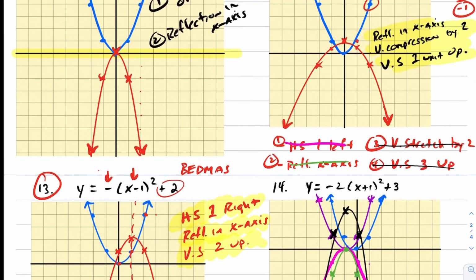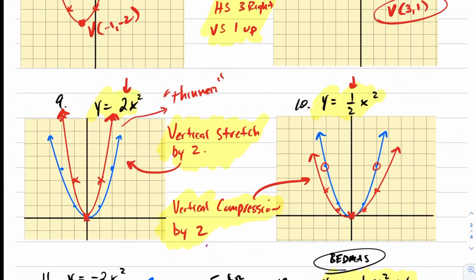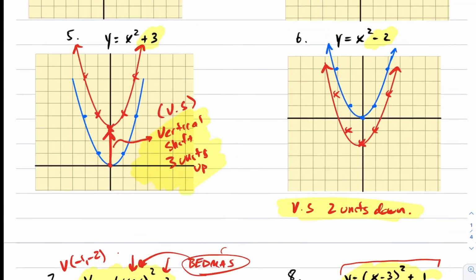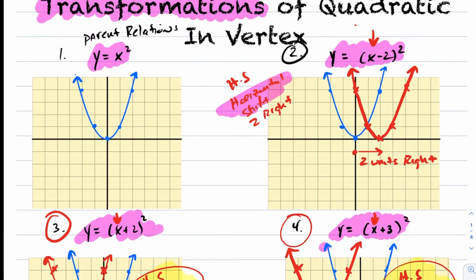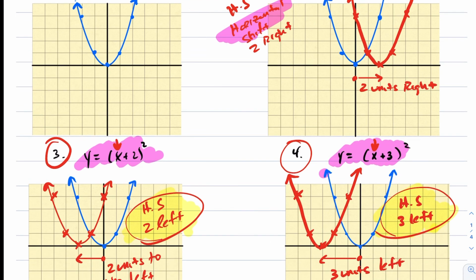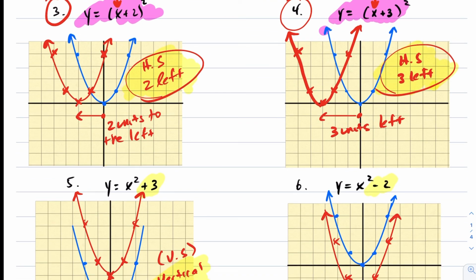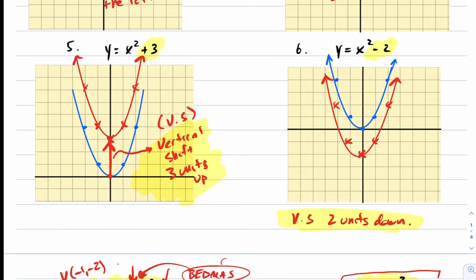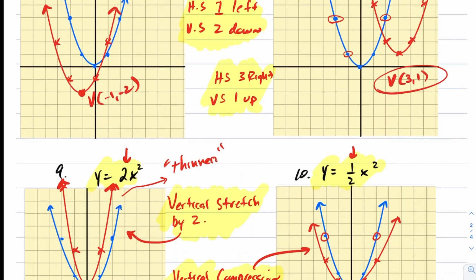Okay, that concludes transformations. Please study these. It covers all types of transformations you would encounter. Again, remember to do it using BEDMAS. You perform the operations of the transformations in the order of BEDMAS. So review this, go through them, and you'll be able to answer any transformation questions asked.